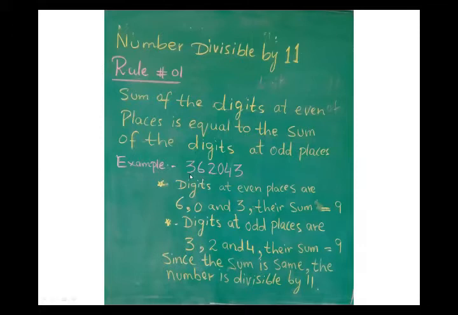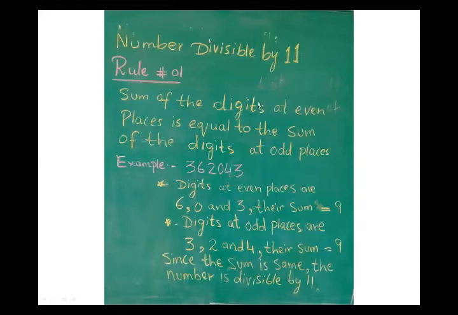You know that the first place is always an odd place, then even, then odd, then even, then odd, then even. So using this rule we pick 6 because it is on an even place, then we pick 0, then we pick 3. If the sum of these three digits is equal to the sum of the other digits, which are 3, 2 and 4, then we say that the number is divisible by 11.